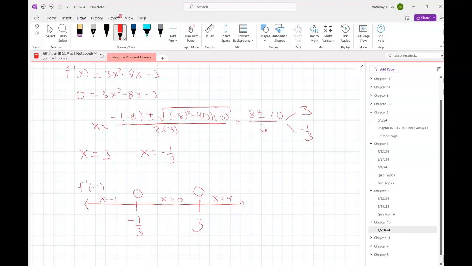So the derivative evaluated at negative 1 is going to be 3 plus 8 minus 3. So that is 8. If I plug in 0 to the derivative, that's negative 3. And if I plug in 4, let's see, that's 48 minus 32, so that's 16, and minus 3 more is 13.